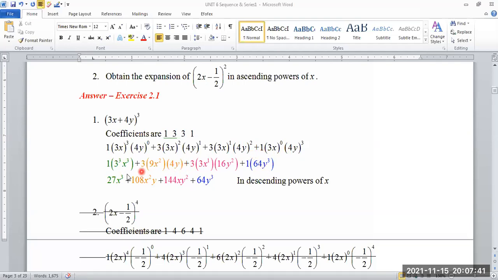All I'm doing now is just removing my parentheses. 3 cubed is going to be 27, so it's 27x cubed. 3 times 9 is 27. 27 times 4 is going to be 108, so 108x squared y. 3 times 16 is 48, and 48 times 3 is 144, so 144x y squared, plus 64y cubed. Any clearer? Have you seen? Yes, sir.